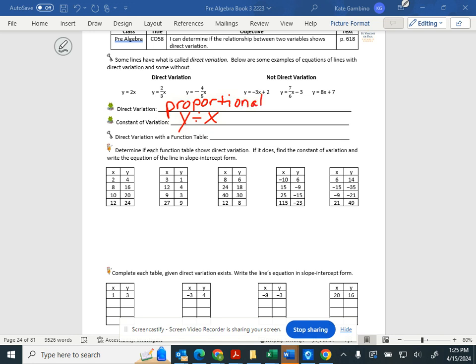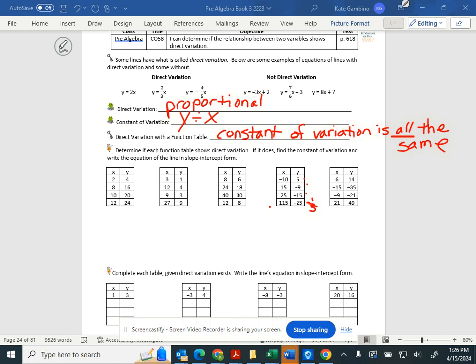So we use that y divided by x, and we can tell if it's a direct variation with a function table if they're all equal. So the constant of variation is all the same. Remember, you have to find it for every single one because we will have one like this one, I believe it was, where the very last one was different than the three above it. So you have to find that constant of variation for every one and see if they are all equal.